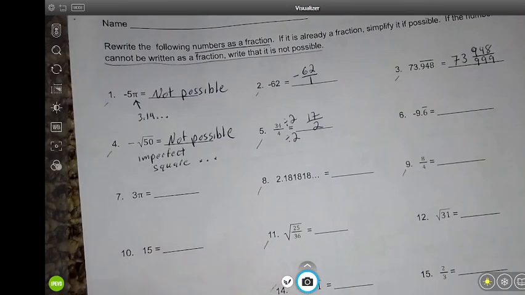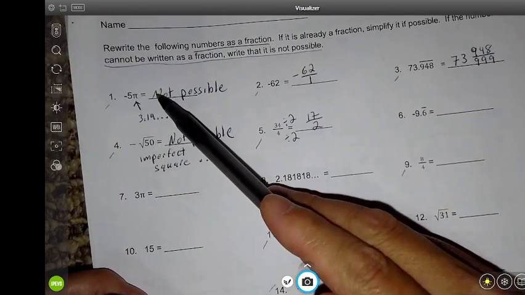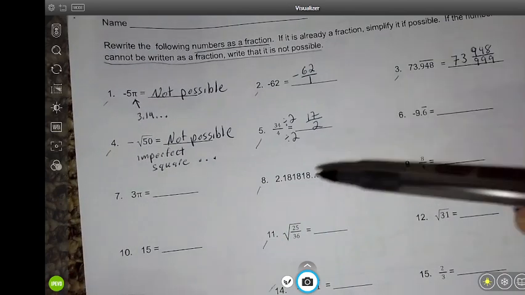Okay, look at number 7. I'm not going to do 7, but 7 has a pi in it, just like number 1 that we were talking about. Alright, let's go ahead and look at number 8.